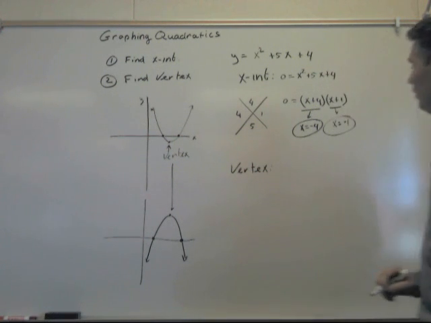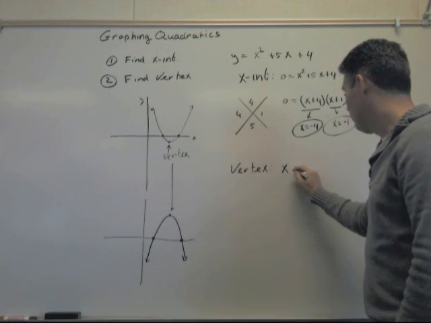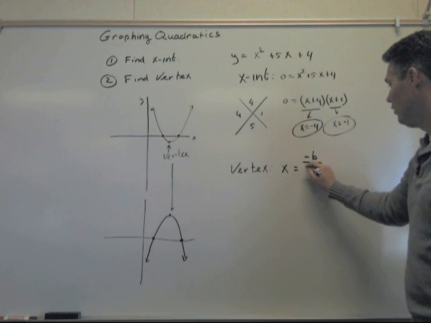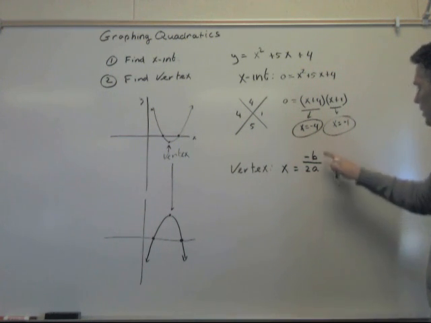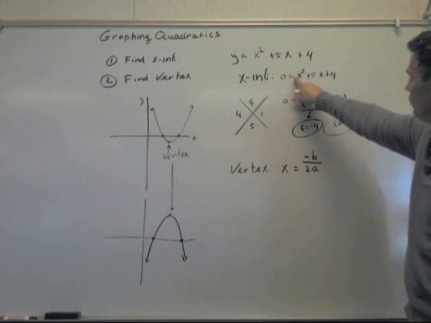Now, to find the x-coordinate of the vertex, we have a little equation here we can use: negative b all over 2a. And these b and a are the same as we used with the discriminant and the quadratic formula.